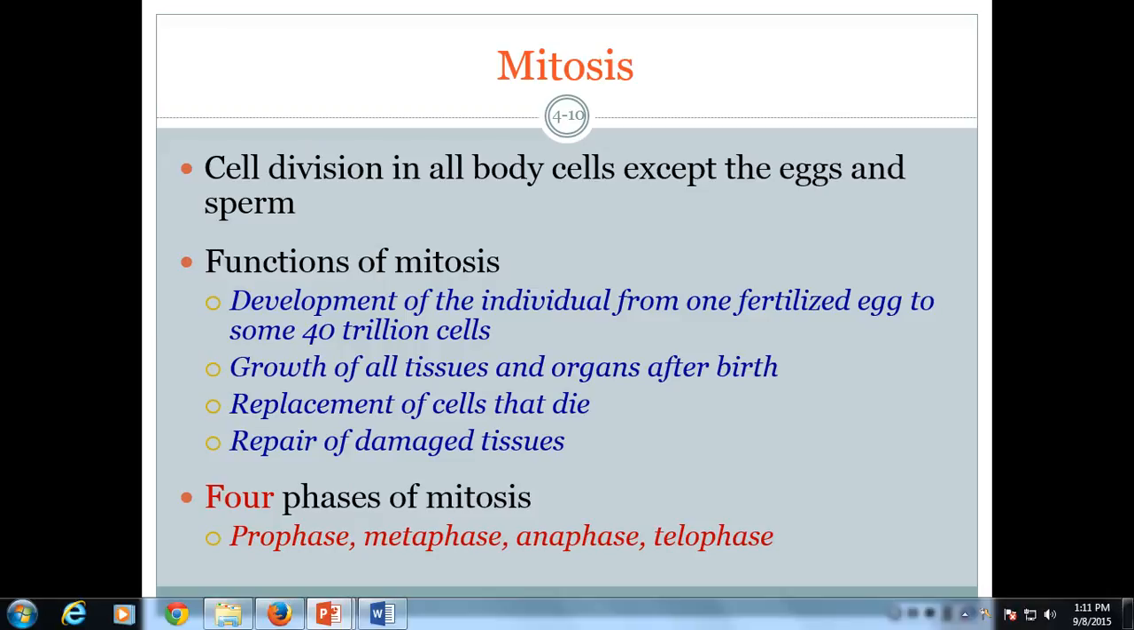Cells that die are replaced by mitosis. It helps in the repairing of damaged tissues. And we have four phases of mitosis: prophase, metaphase, anaphase, telophase. These are our four phases.